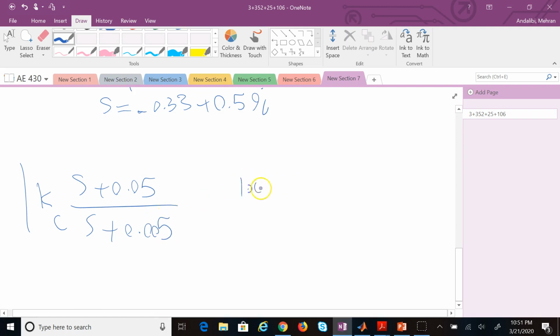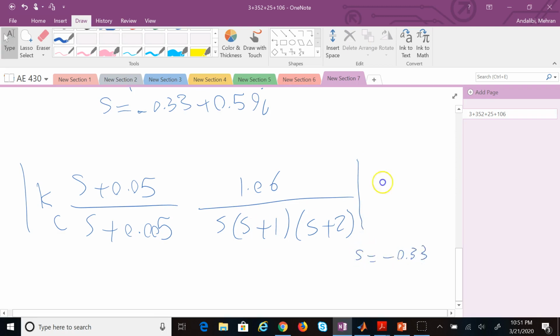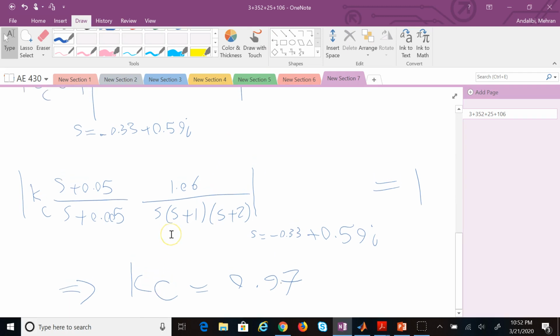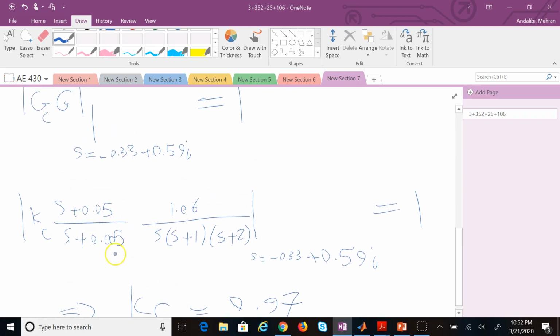and then multiplied by 1.06 over S times S plus 1 times S plus 2. The magnitude of this, at S equal, again, negative 0.33 plus 0.59i or negative 0.59i, should be exactly equal to 1. So we plug in this S here, we're going to get a bunch of complex numbers, we find their magnitude, and then divide 1 by the product of all of those. You're going to see Kc will be 0.96 or 97 actually.